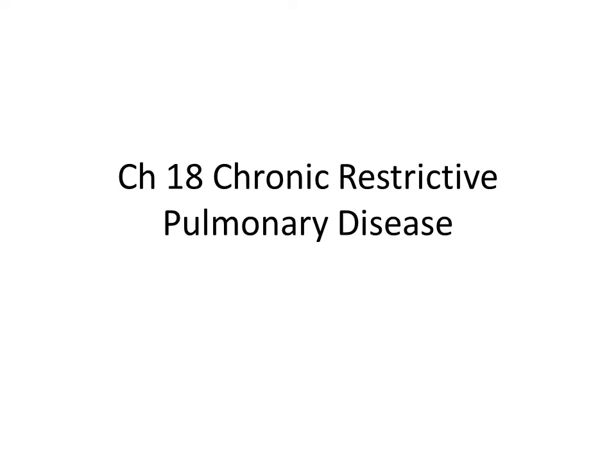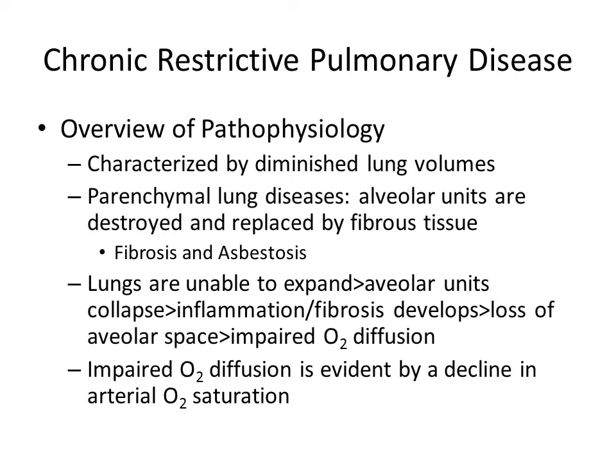Welcome to Chapter 18, Chronic Restrictive Pulmonary Disease. So, an overview of the pathophysiology: it is characterized by diminished lung volumes. In parenchymal lung disease, alveolar units are destroyed and replaced by fibrous tissue. An example of this would be fibrosis or asbestosis.